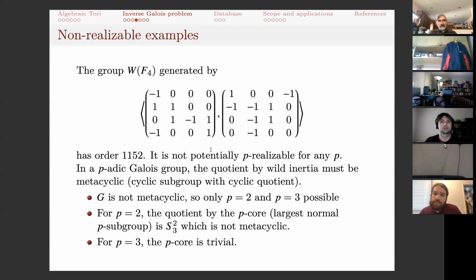And then you can similarly look at p equals 2 and p equals 3, and take the quotient by the biggest thing that G1 could be. Well, we know that G1 is supposed to be normal, and we know it's supposed to be a p group. So the p-core for a given prime p is the largest normal p-subgroup. Here, when p is 2, you can take that quotient by the largest normal 2-subgroup, and you get S3 squared. And that's not metacyclic. And for p equals 3, the p-core is trivial. There's nothing at all. And so that tells you that this can't be a p-adic Galois group.